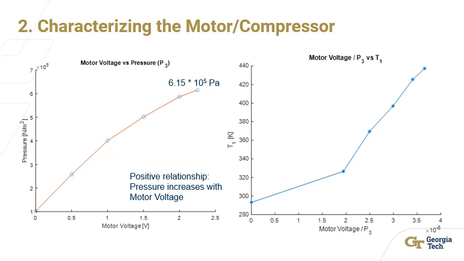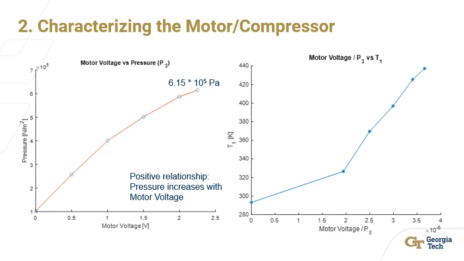However, we observe the trend is nonlinear as the pressure increases, as the pressure reaches around 6.15 times 10 to the 5th pascals. This is expected since the compressor is more likely to leak and have lower efficiency at higher speeds.